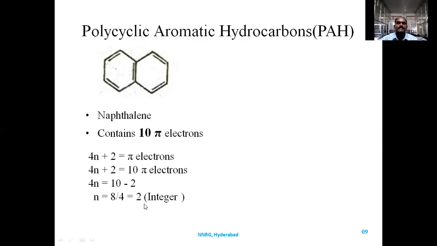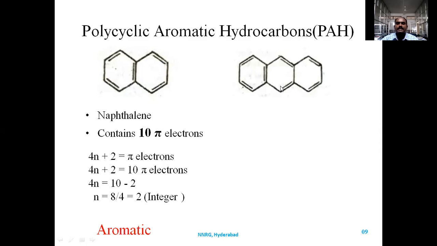It is coming as an integer. Whenever the molecule is cyclic, planar, and completely conjugated, and Huckel's rule gives n equal to 2 or an integer, then the molecule can be called aromatic. So naphthalene is an aromatic molecule. So when you see another cyclic structure, this molecule is called anthracene.